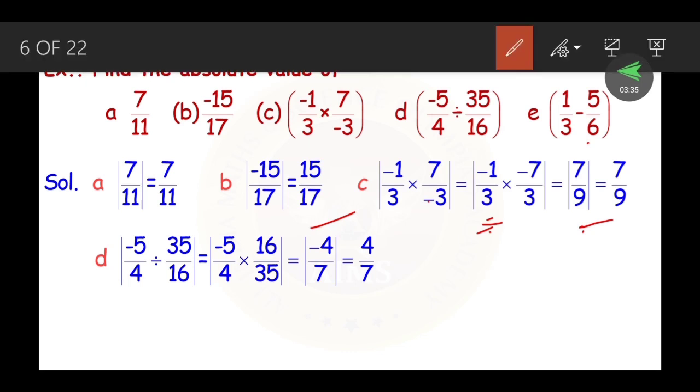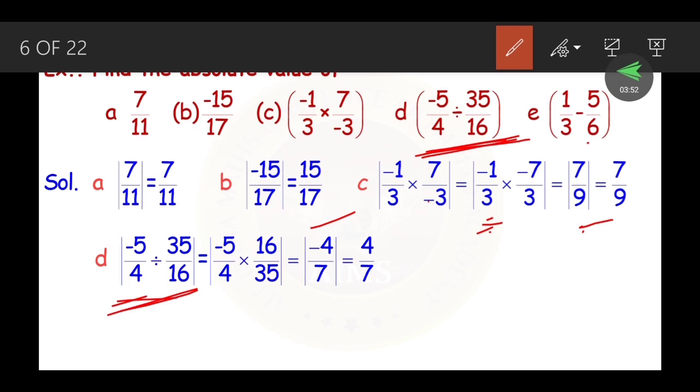Here, children, in this example they have given a division symbol: minus 5 by 4 divided by 35 by 16. After simplifying it, we have to find the modulus value. How do we simplify it?